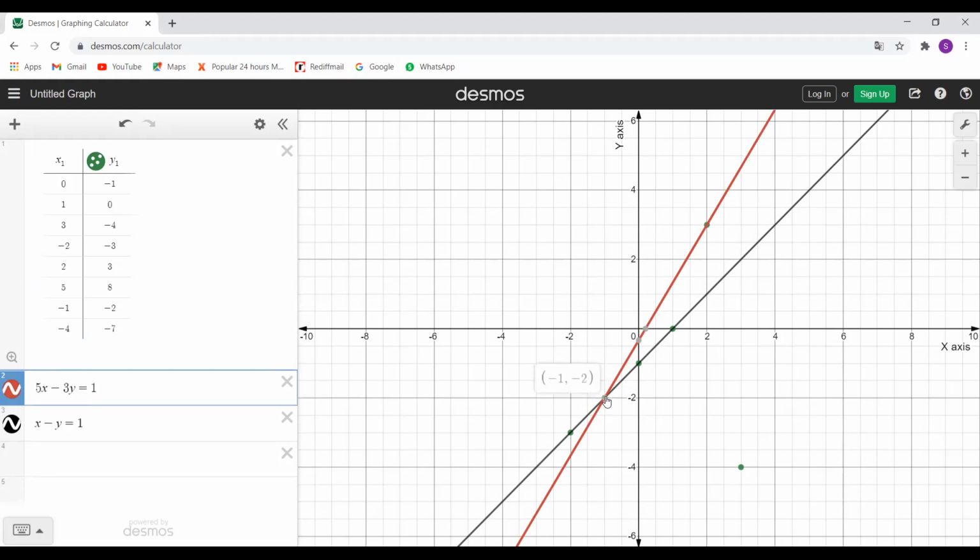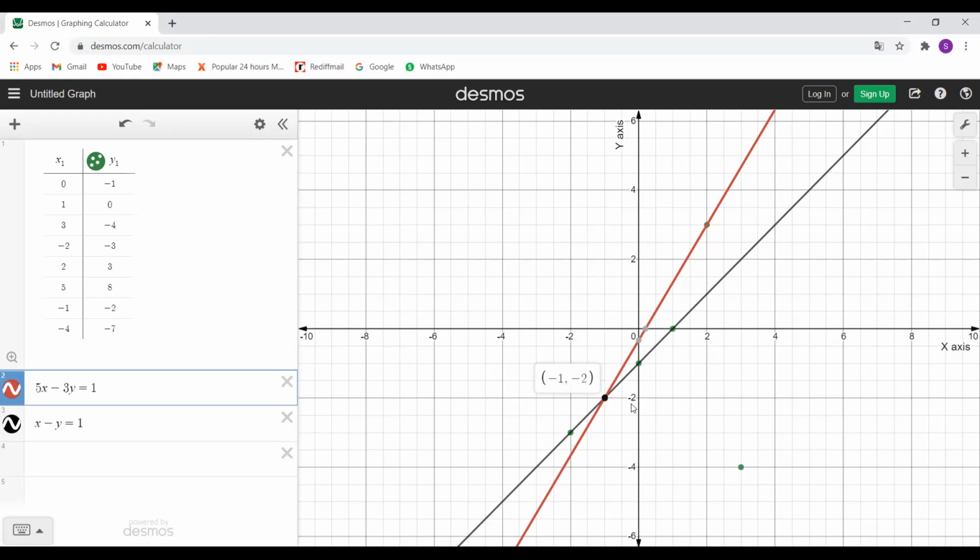Okay, students, when I click on this, this is the intersection point of these two lines, and these two lines meet at -1 and -2. So the solution of my equations x minus y is equal to 1 and 5x minus 3y is equal to 1 is -1 and -2.